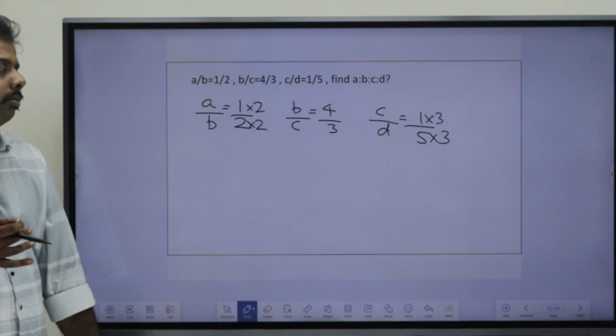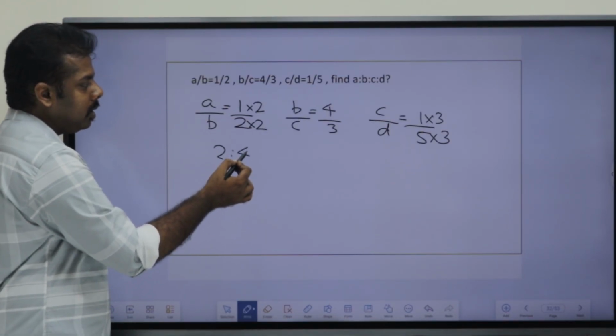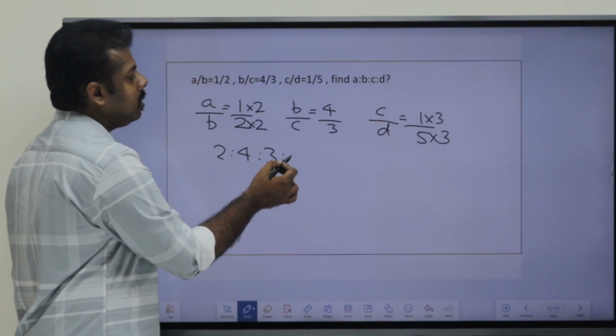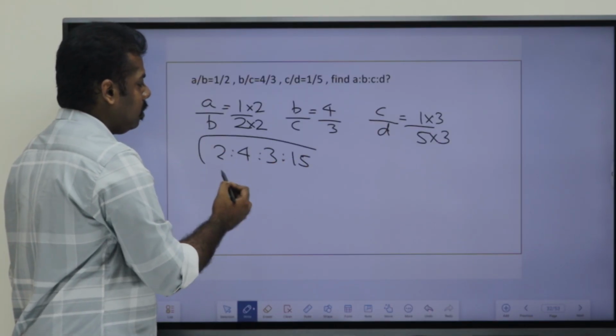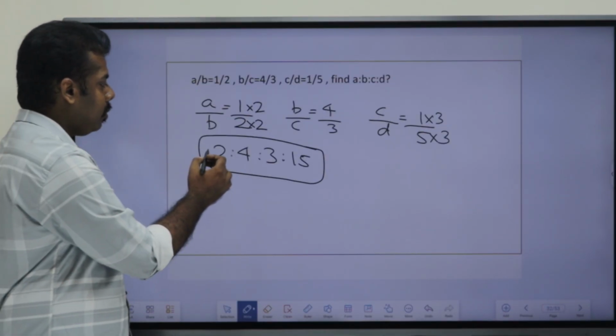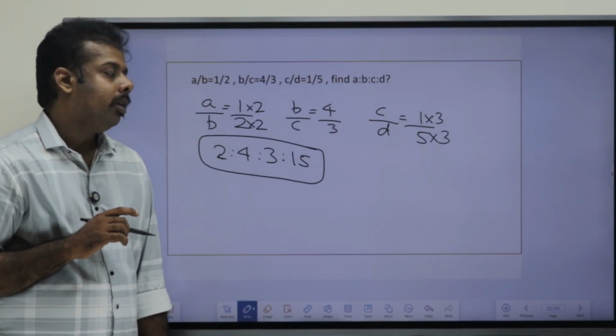Now you can directly write the answer. The value of A is 2 here, value of B is 4, value of C is what? 3, and value of D is 15. So we have got the answer as 2 is to 4 is to 3 is to 50. Okay, I hope that you got it.